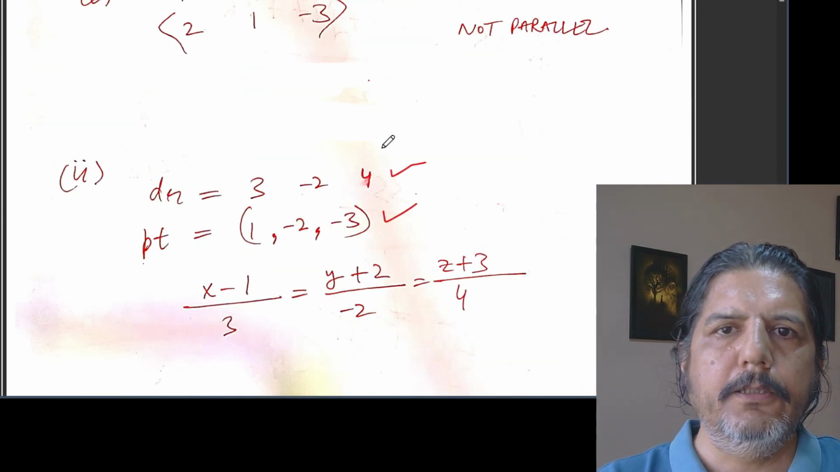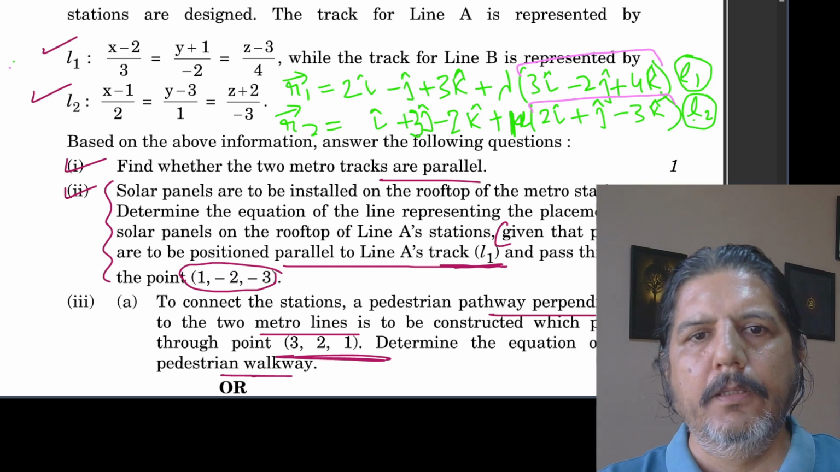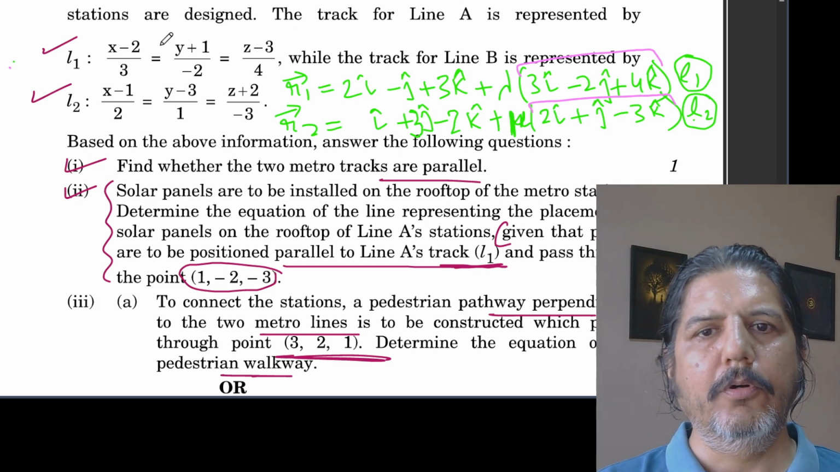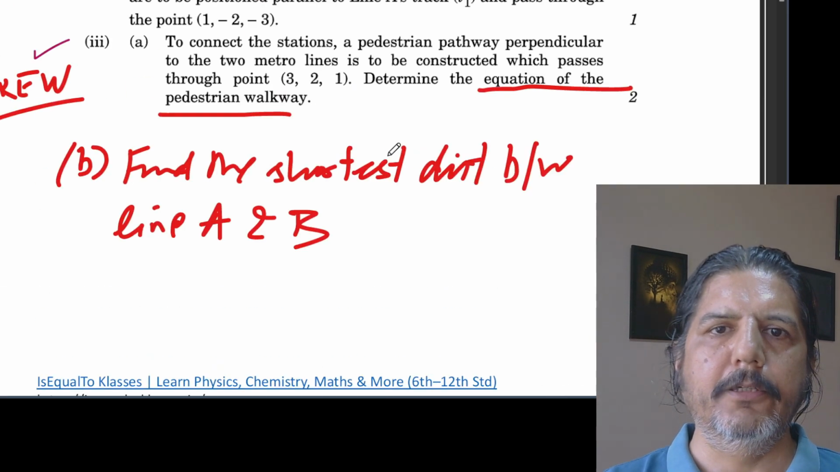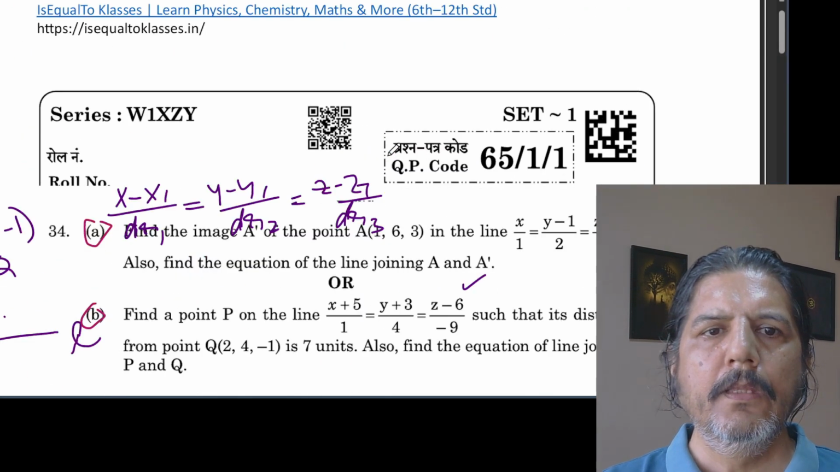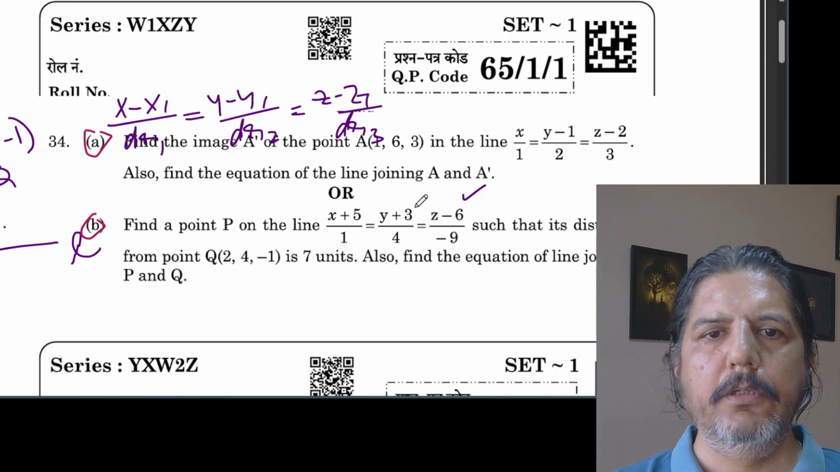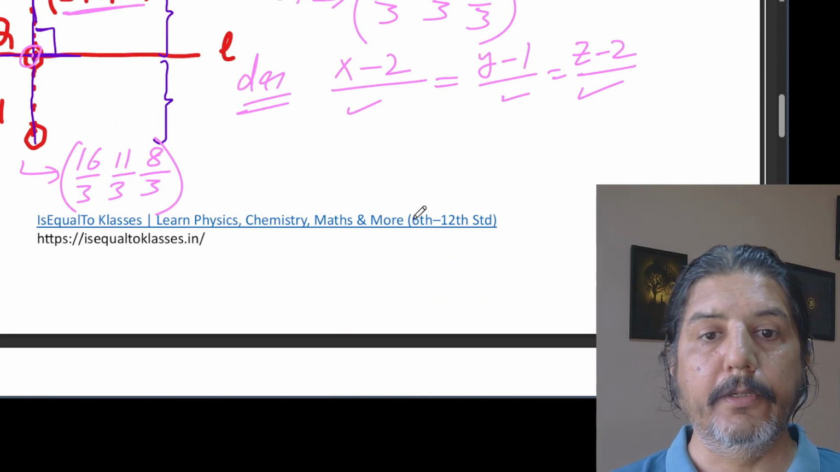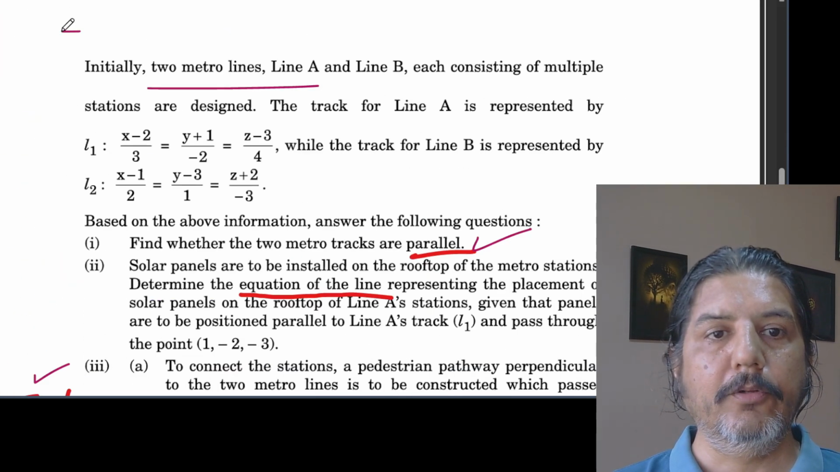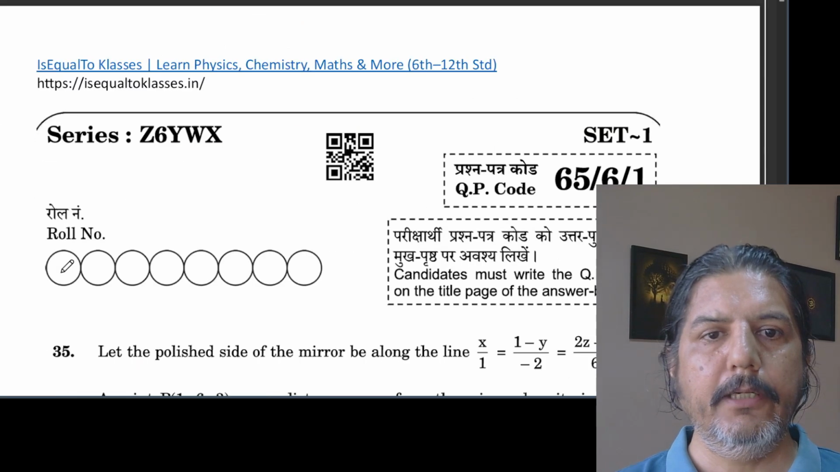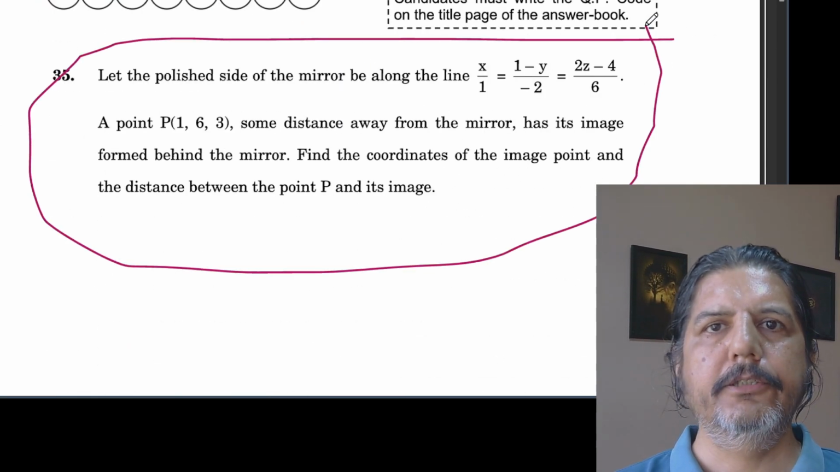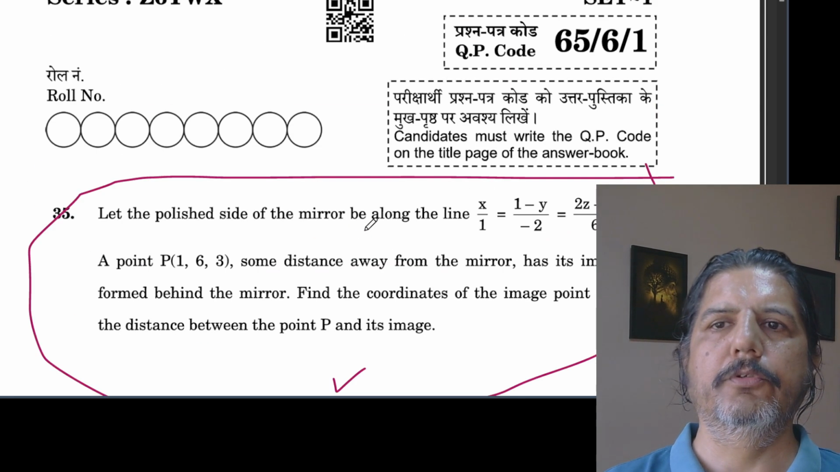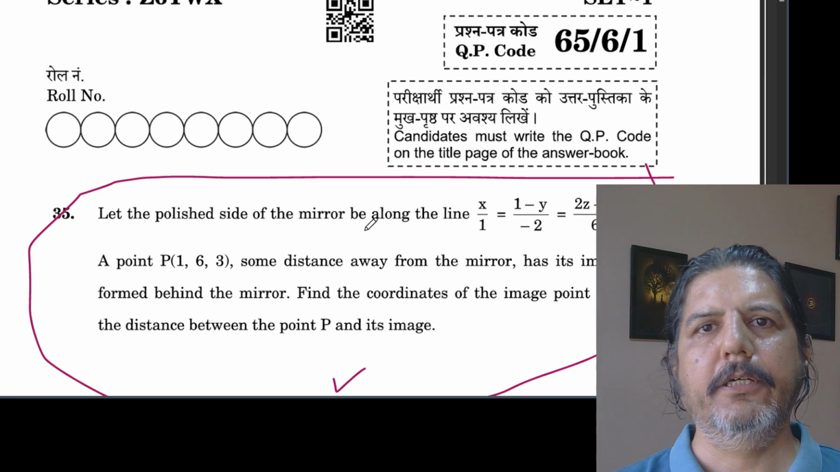I hope this lecture was useful. This was almost a short revision of the 3D chapter. We did this question, then this question, and this question. We did this metro line question, and you can do this question on your own and share the answer. All these questions are from the 2025 CBSE board exams. Thanks for watching. I hope this was useful.